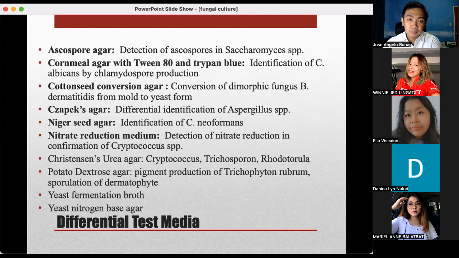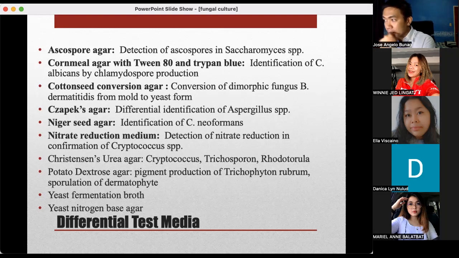Then we have your Niger seed. So this is a selective and differential enrichment medium designed for the isolation and preliminary identification of your Cryptococcus neoformans. They have brown-black colonies due to the production of phenol oxidase, which is considered to result in the deposition of melanin in the cell wall. So gumagamit po sila ng teasel or Guizotia seed.